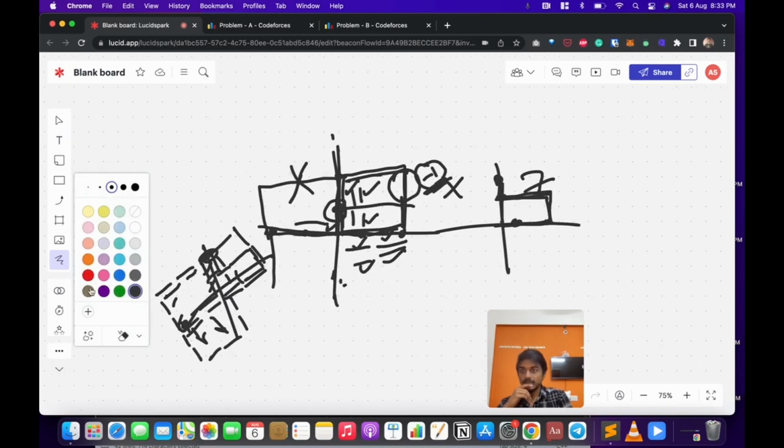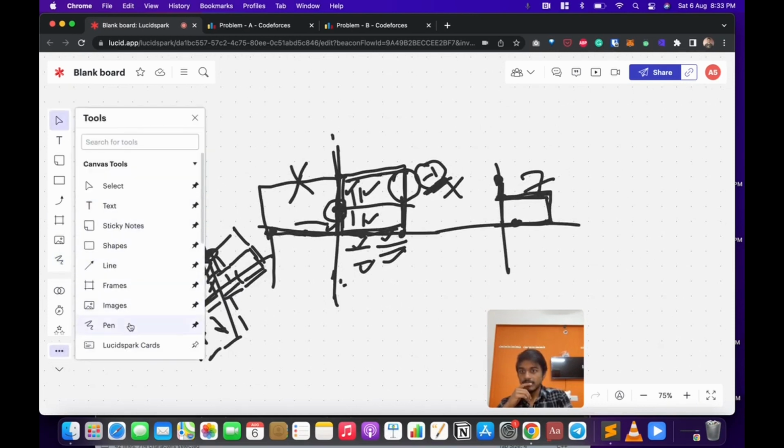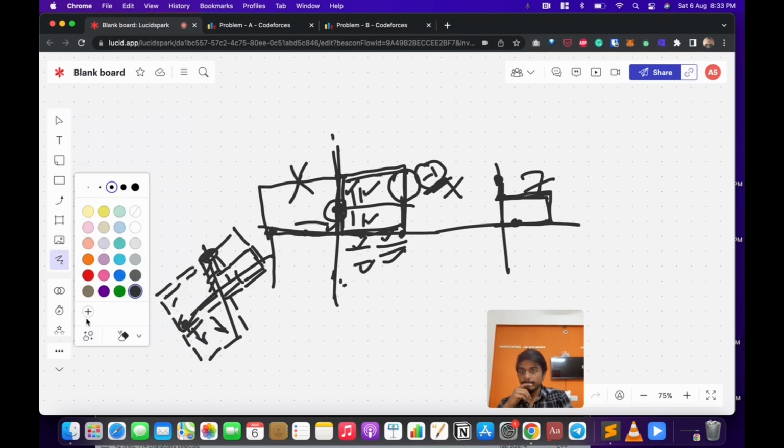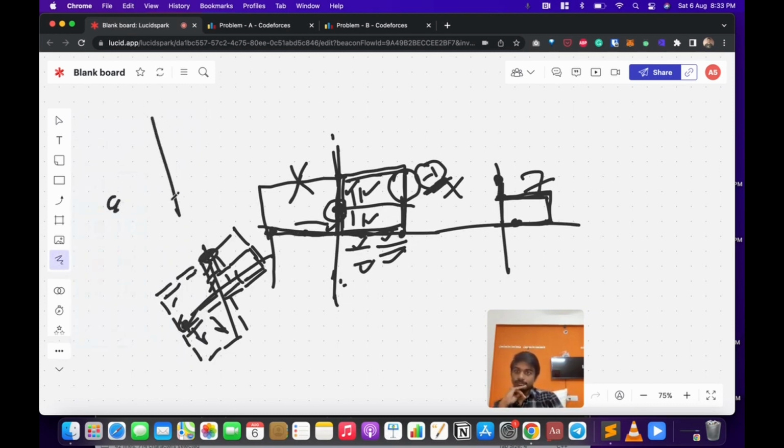I don't know why it's not working. Is there any other way? Does this thing work? One, two times. This is also two times. This is also two. Arey yaar, then I think my code is having some issue.